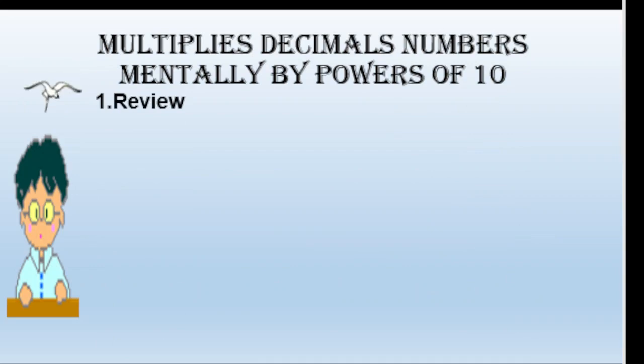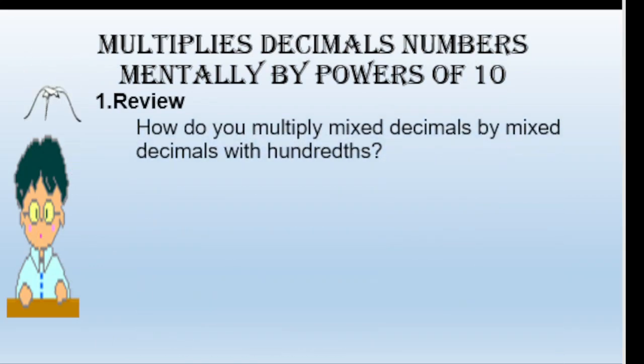Now for our review, how do you multiply mixed decimals by mixed decimals with hundredths? Of course, we multiply starting from right to left. So multiply the hundredths place first, then hundredths by tenths, and then tenths by hundredths, then tenths by tenths.